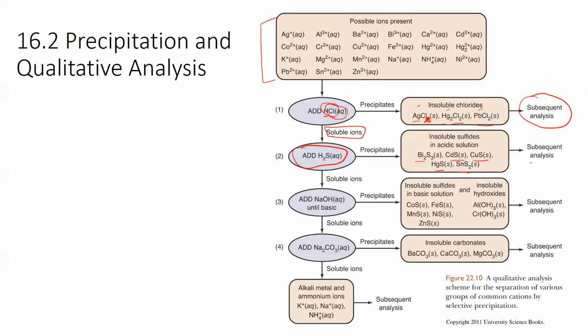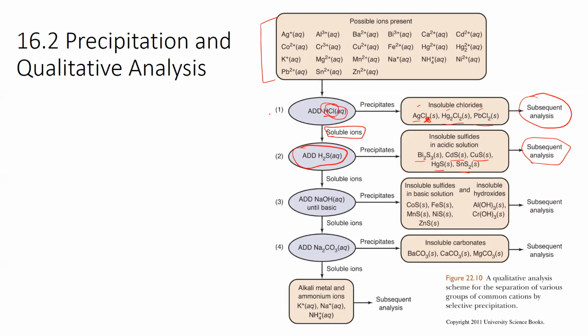Those are all things that, again, you could go and do other steps on to identify which ones you have, if you have one or more. But that then removes all of the bismuth and the cadmium and the copper and the mercury 2 and the tin 4. And so you know that there's none of that left.